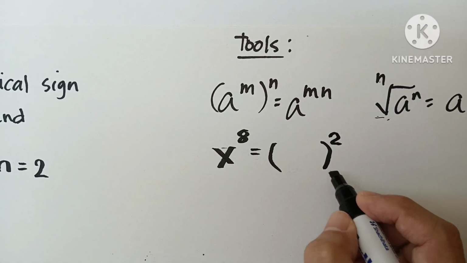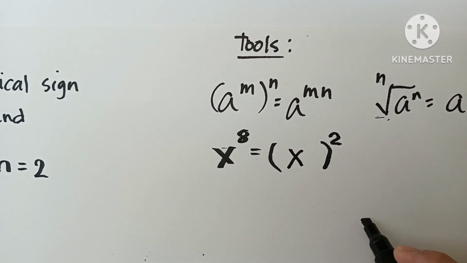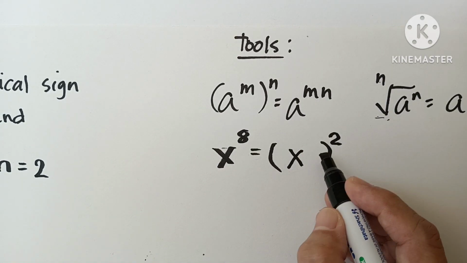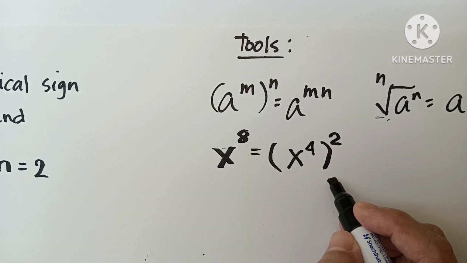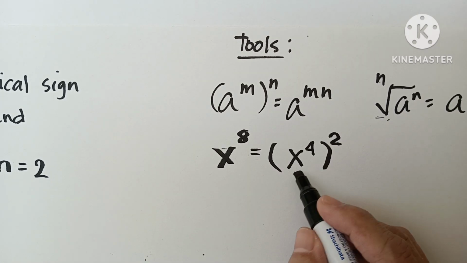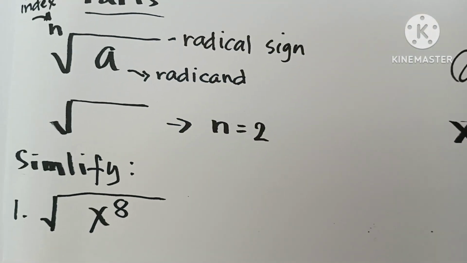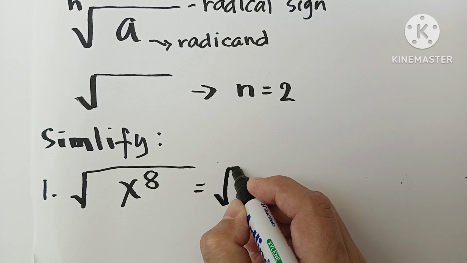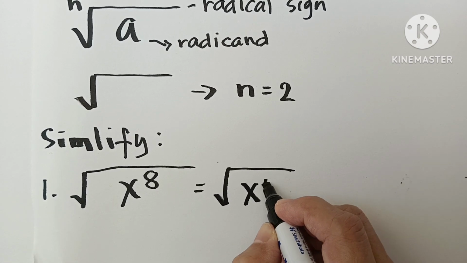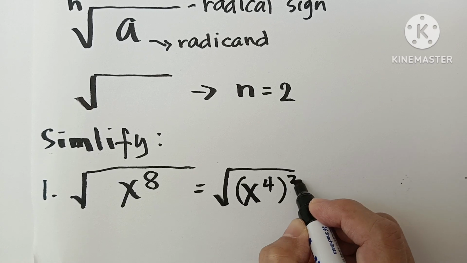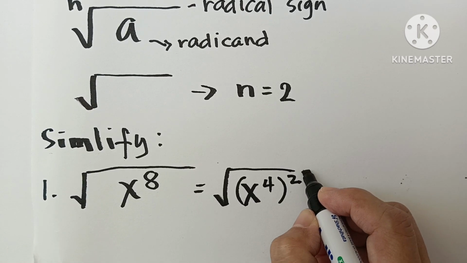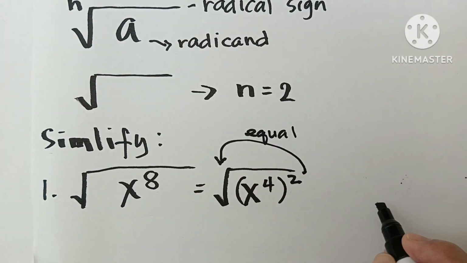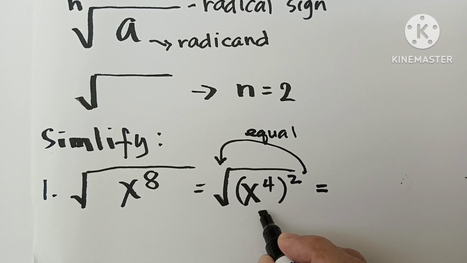And then, since we have x to the 8, m must be equal to 4, so that 4 times 2 will be equal to 8. Or you can simply divide 8 by 2 to get 4. So let us now rewrite the square root of x to the 8 into a power to a power form. So x to the 8 is equal to x to the 4 squared. Now since the power is equal to the index, we can remove x to the 4 inside the radical sign.